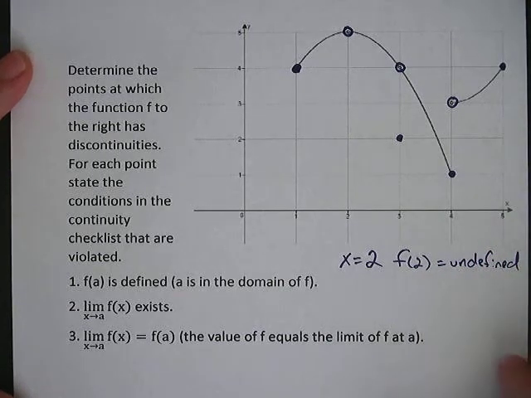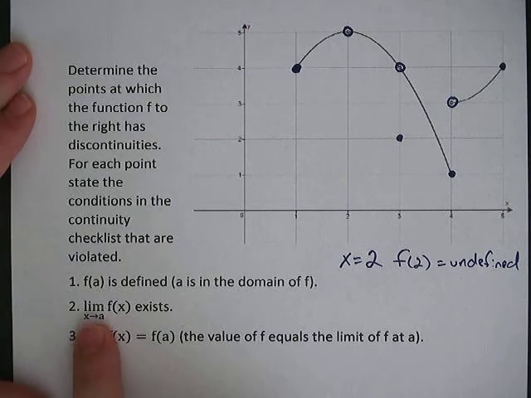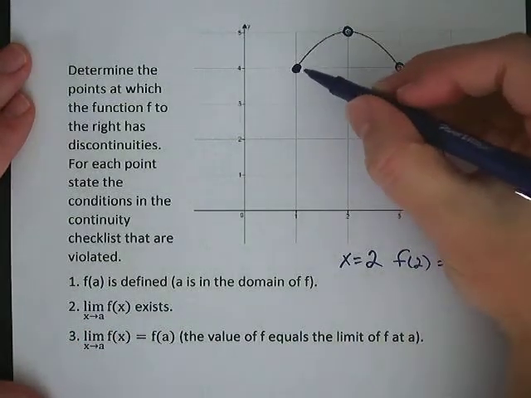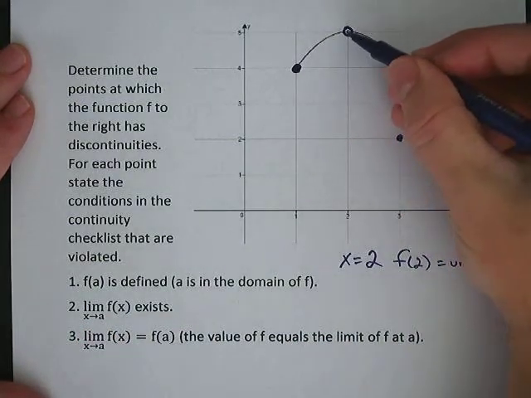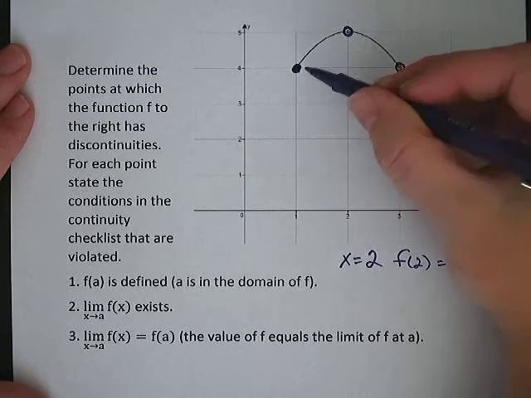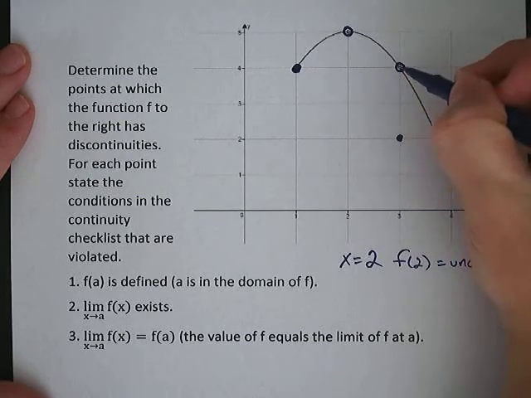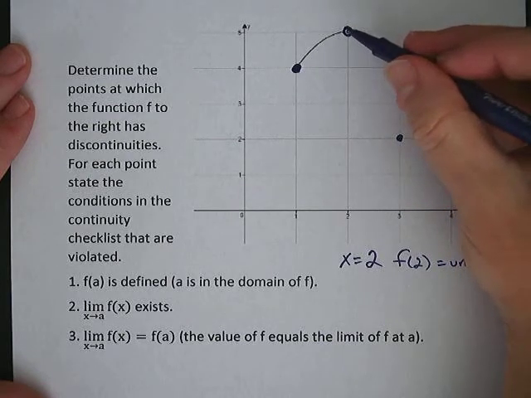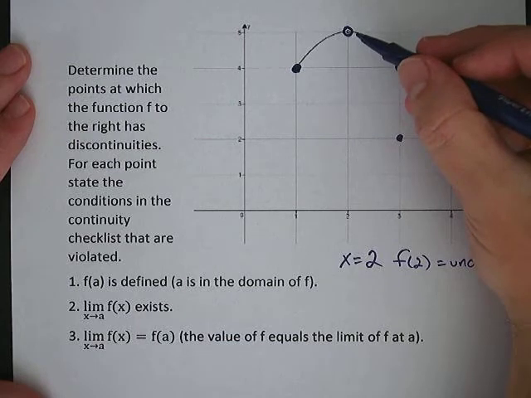Now, does it violate any of the other rules? Does the limit exist at x equals a? Well, in order for the limit to exist, the limit from the left and the limit from the right have to give you the same value. And we can see that they do. We were approaching from the left, and we get a limit of 5, because this graph is approaching 5. It doesn't reach. There's no value there, but the limit actually exists. It's 5. If we approach from the right, we also get the limit of 5. So the limit does exist.